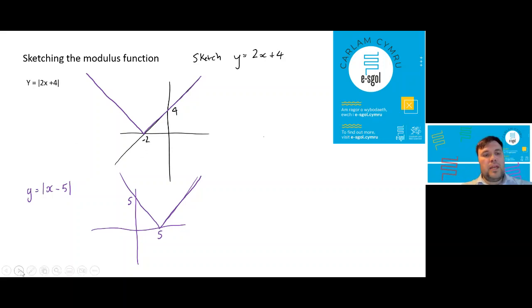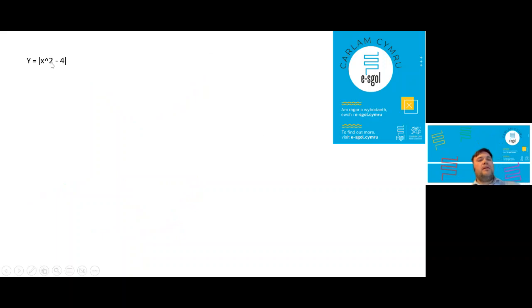One more sketch on the other side would be, I couldn't find the squared button when I'm doing the PowerPoint, so this is y equals the modulus of x squared minus 4. So again, what you need to do is sketch your original function, the original without the modulus. We're looking at sketching y equals x squared minus 4. How you go about doing that would be, you want to find out what it equals on the x and y axes.